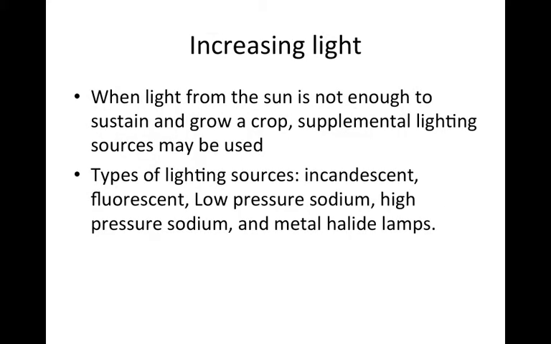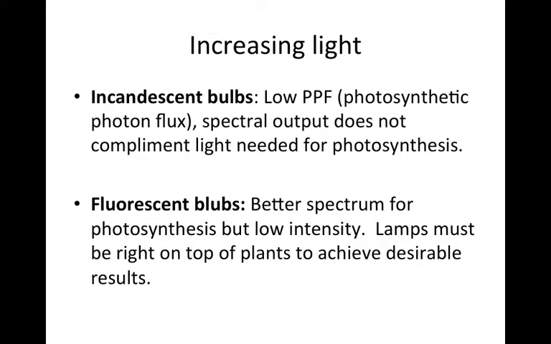That brings us to increasing light. When the light from the sun is not enough to sustain and grow a crop, supplemental lighting sources may be used. Types of lighting sources include incandescent, fluorescent, low-pressure sodium, high-pressure sodium, and metal halide lamps. Incandescent bulbs have a low PPF, or photosynthetic photon flux, which means that they have a low spectral output and intensity that does not complement light needed for photosynthesis. They are, however, used in some situations when only a low or small amount of light is needed.